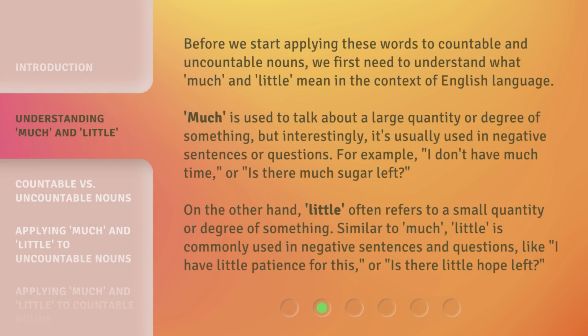Before we start applying these words to countable and uncountable nouns, we first need to understand what much and little mean in the context of the English language. Much is used to talk about a large quantity or degree of something, but interestingly, it's usually used in negative sentences or questions. For example, I don't have much time, or, is there much sugar left?